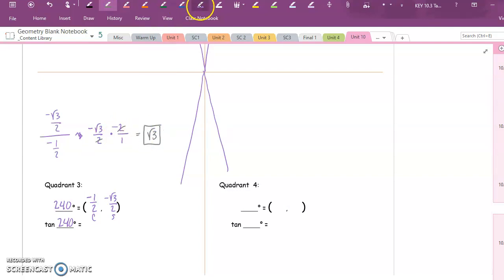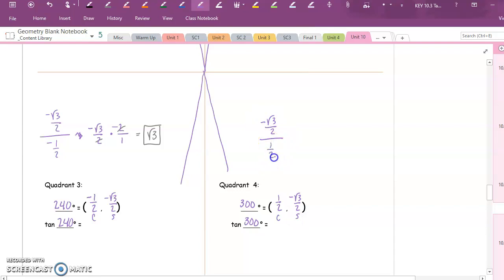And then finally in quadrant 4, we have 270, a little bit more, or 360 minus 60 gets me 300. As my reference angle, 300 references 60 degrees. And my ordered pair is positive negative. So we have positive 1/2 comma negative square root 3 over 2. Tangent is always sine over cosine. We're going to keep the top, flip the bottom, and it changes to multiplication. 2's cancel, and we're left with negative square root 3.